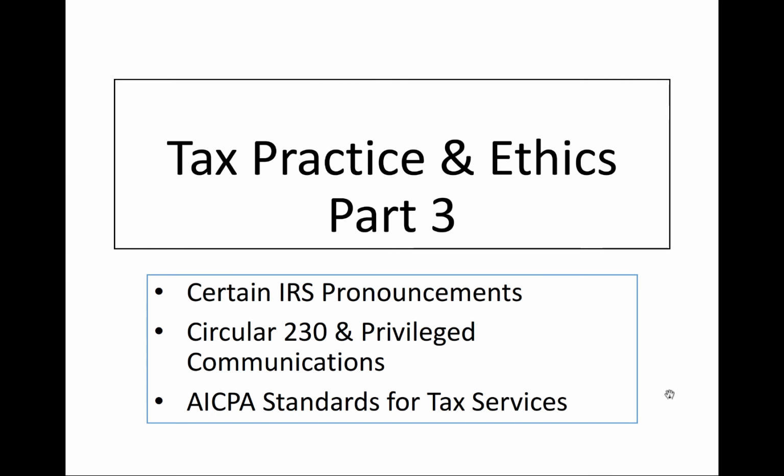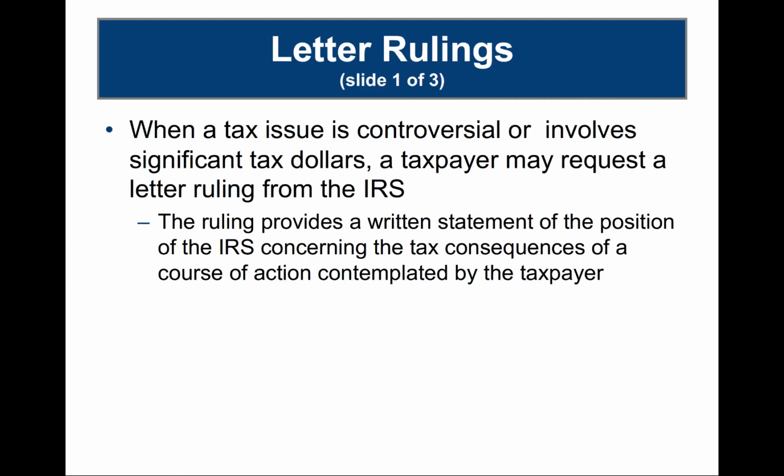Okay, so finally the last part 3, deals with certain IRS pronouncements, Circular 230, which is really important, and privileged communications. So we're talking about confidentiality. And then AICPA standards for tax services, I don't really want to spend too much time on, because really the Circular 230 is promulgated by the IRS, and that's very, very, very important. So first thing we're talking about is the IRS pronouncements.